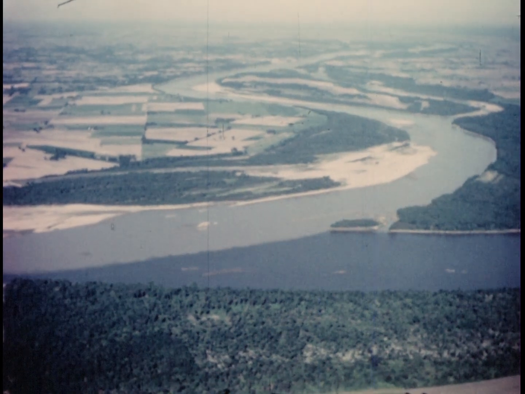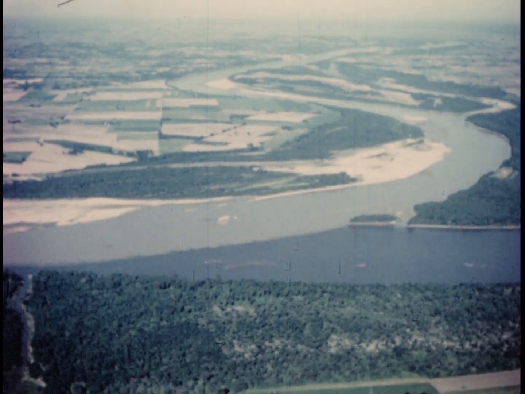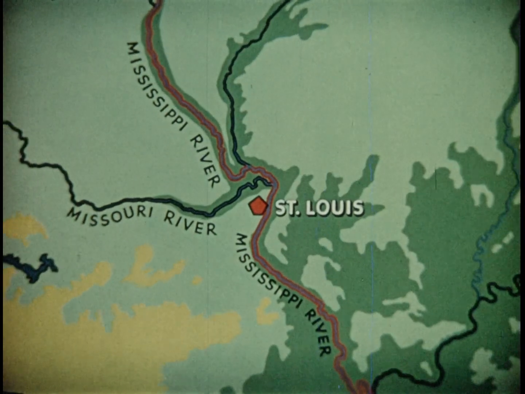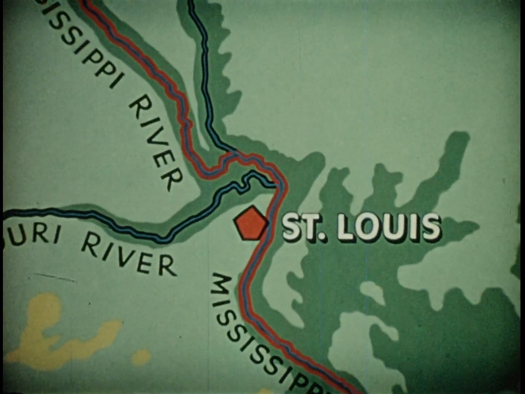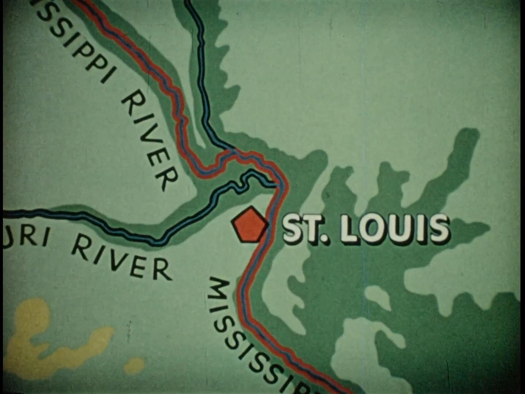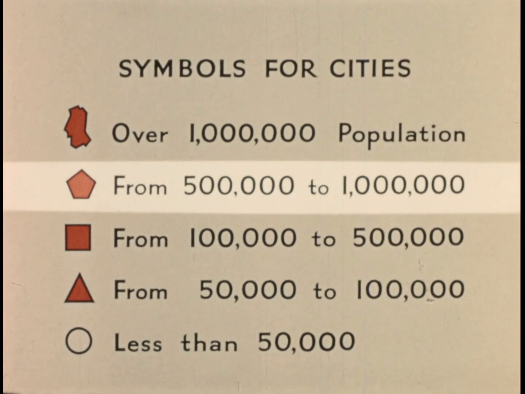Here, two rivers, the Missouri and the Mississippi, join. Notice the muddier colored Missouri in the background. We see on our map that St. Louis is located near the junction of these two great rivers. The five-sided symbol tells us that St. Louis is a city of between 500,000 and 1 million population.